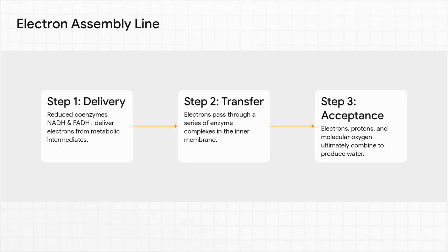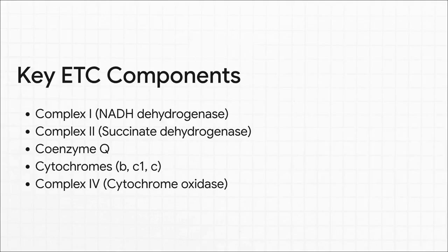This, right here, is the whole reason you're breathing. Okay, so these are the names you're going to want to know. These are the key workers on this assembly line. You've got these big stationary complexes, 1, 2, 3, and 4. And then you have these little mobile carriers like Coenzyme Q and Cytochrome C that act like shuttles moving the electrons between the big guys. It's just an incredibly organized, perfectly synchronized relay race.